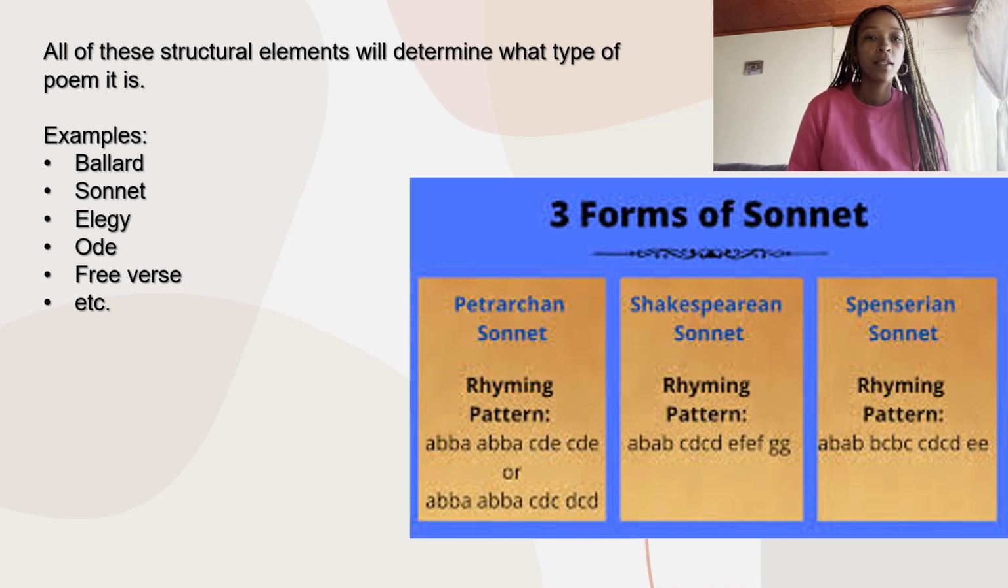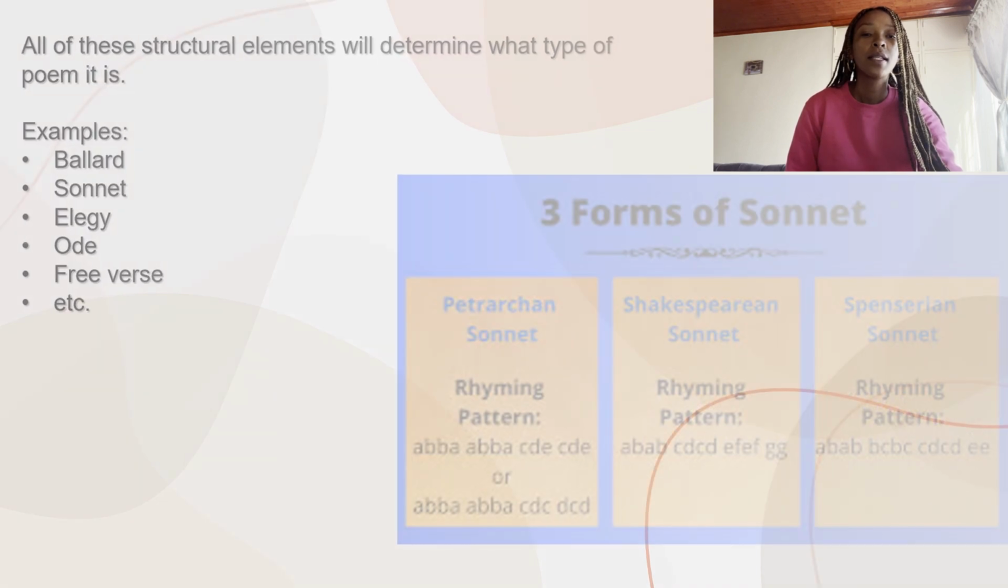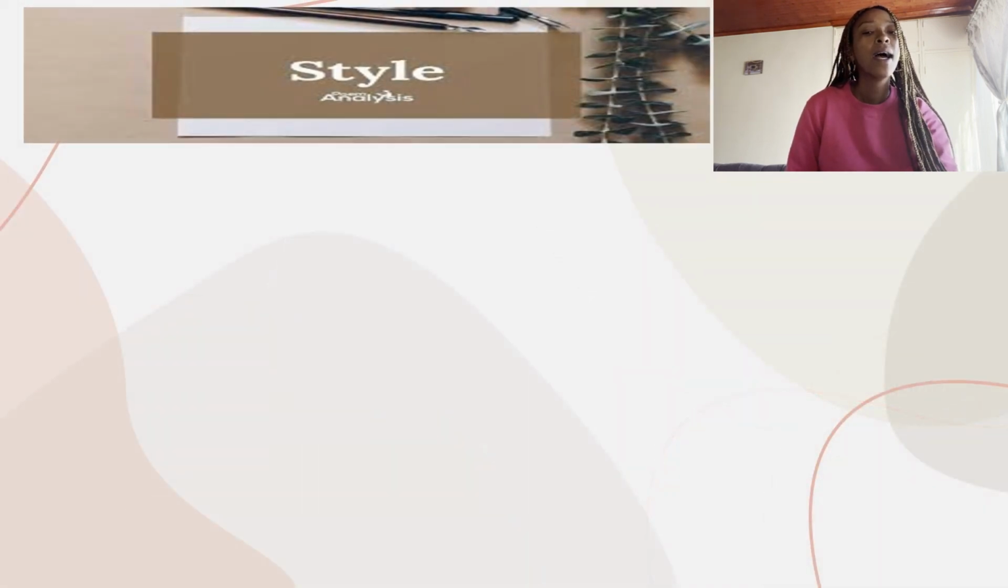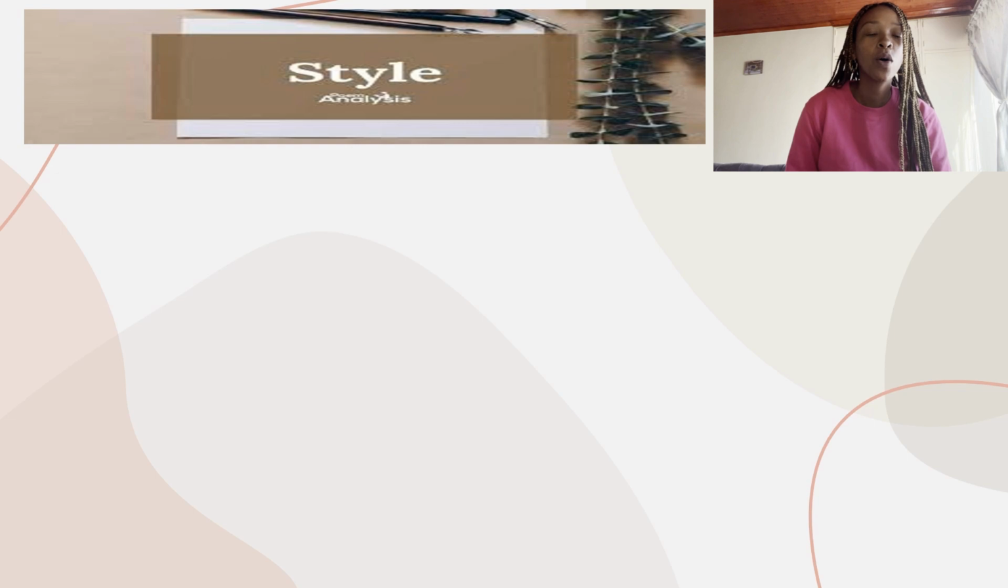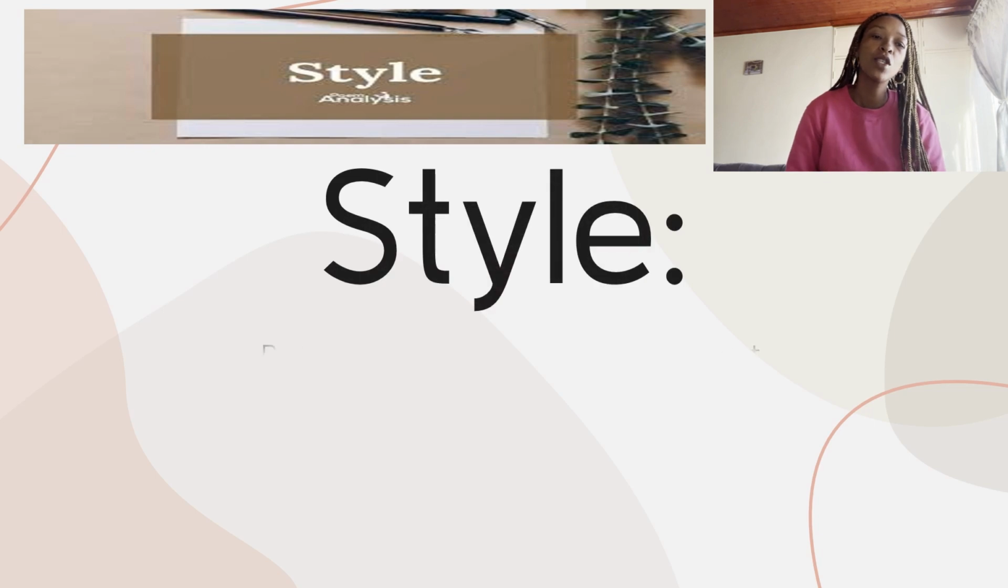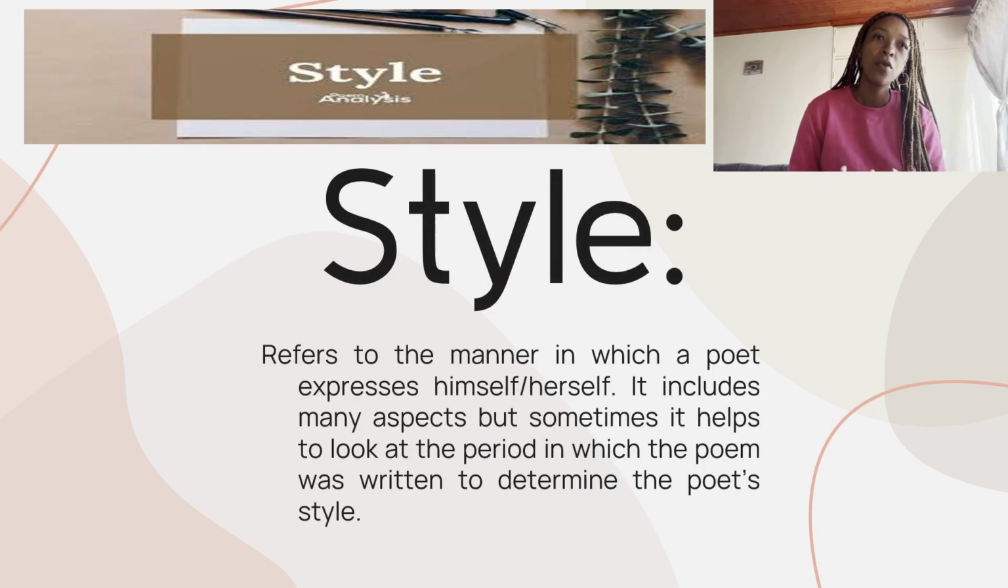As we move along, the next concept I would like to put a little bit of emphasis on is the style of the poem. The style is defined as the manner in which the poet expresses himself or herself. It includes many aspects, but sometimes it helps to just look at the period of time in which the poet wrote the poem. This will give you an idea of the poet's style.